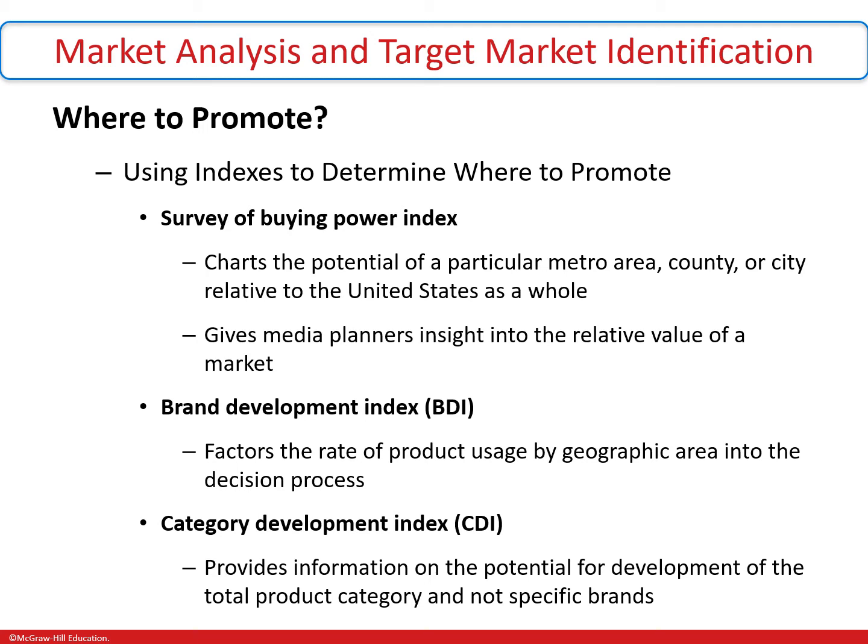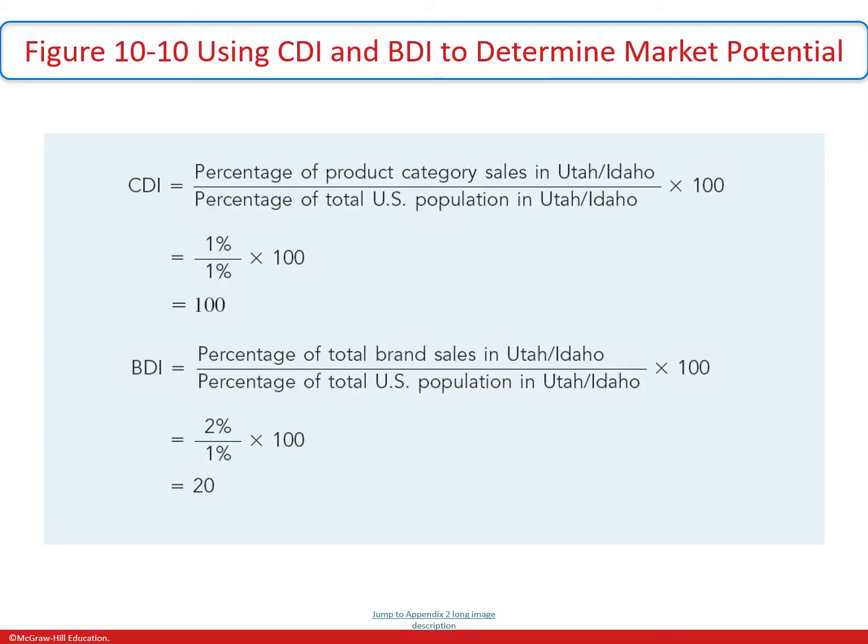Now, another two indices that I find very useful are the brand development index and the category development index. The brand development index factors the rate of product usage by geographic area into the decision process, whereas the Category Development Index provides information on the potential for development of the total product category and not necessarily specific brands. So let's look back at them more closely.